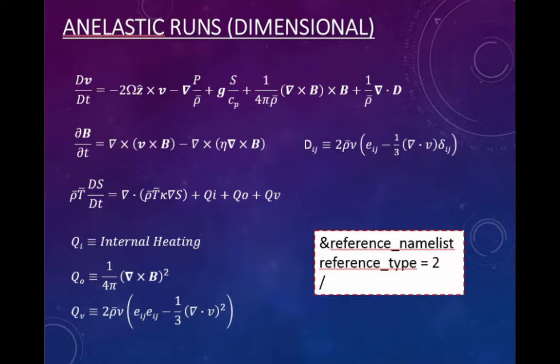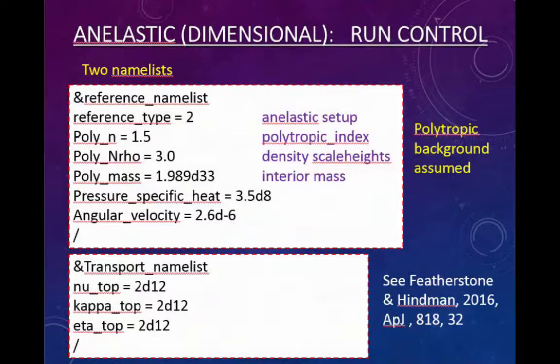That's set with reference type 2, so you'll see that in the main input in the anelastic directory. This one takes two name lists to control. You have the reference state name list where you specify, and it assumes a polytropic background. I should have said this. You can specify the polytropic index, the number of density scale heights, and the mass interior to your convection zone.